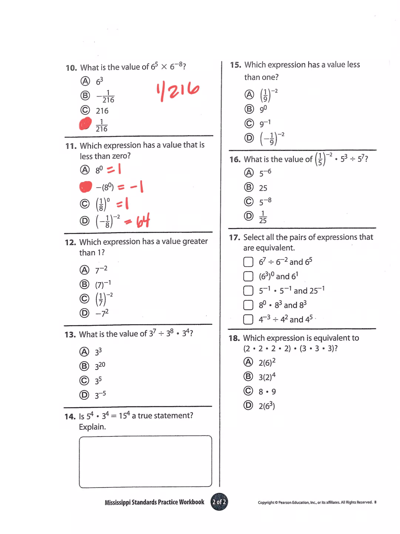Number 12, which expression has a value greater than 1? Okay, 7 to the negative 2. If you put that in the calculator, you can make that a decimal or fraction. I choose to make it a fraction, 1 over 49. That's not bigger than 1. 7 to the negative 1 is 0.14, and that's rounded. 1/7 to the negative 2 is 49, and then negative 7 squared is negative 49. And the only one that's greater than 1 is C.